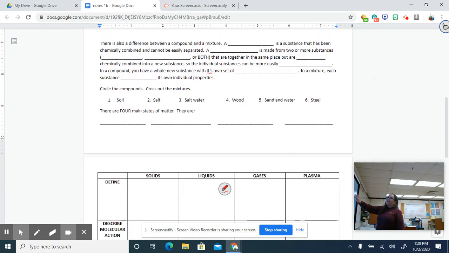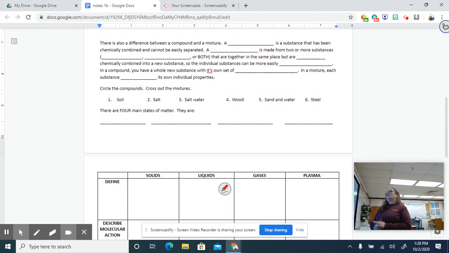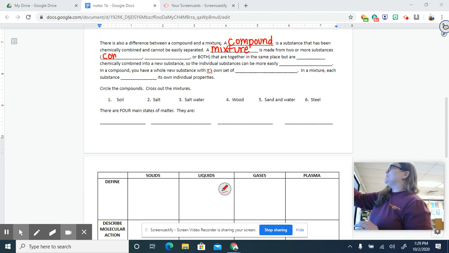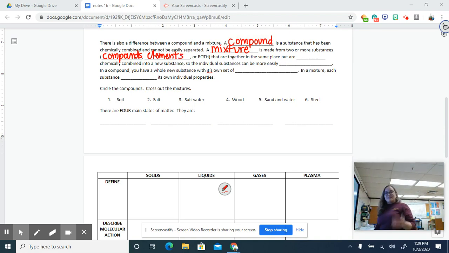There's also a difference between a compound and a mixture. A compound is a substance that has been chemically combined. You're not going to easily separate it. You can't easily get the carbons and the hydrogens and the oxygens out of the sugar molecule. So it is chemically combined. But a mixture occurs when you have two or more substances, and it could be two compounds, two elements, or a compound and an element. They're mixed together in the same place, but they are not chemically combined. You can do something to separate them back out.